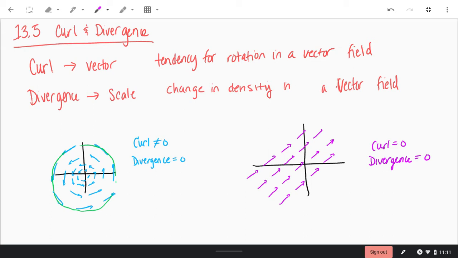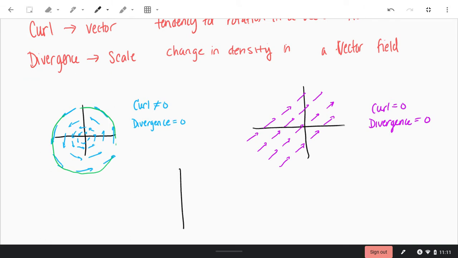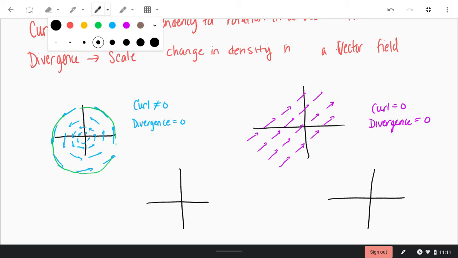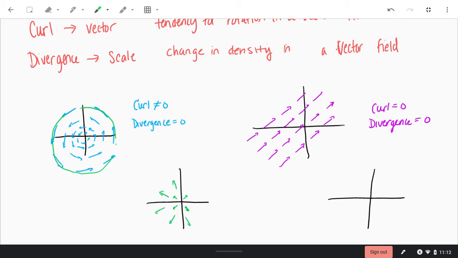I'll give you one more example because you probably want one where the divergence is not 0. I'll actually give you 2 of them. On this one, I'm going to do little arrows pointing out, and then moving on to bigger arrows pointing out. And then this other one would be the opposite, pointing in.